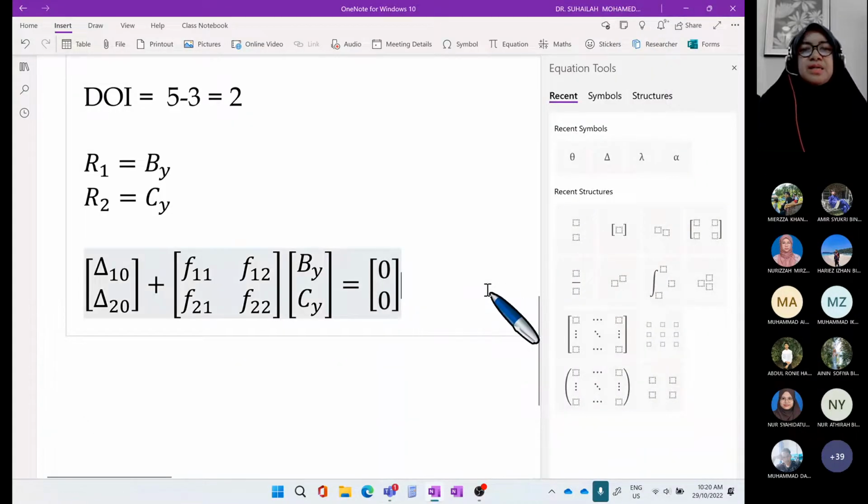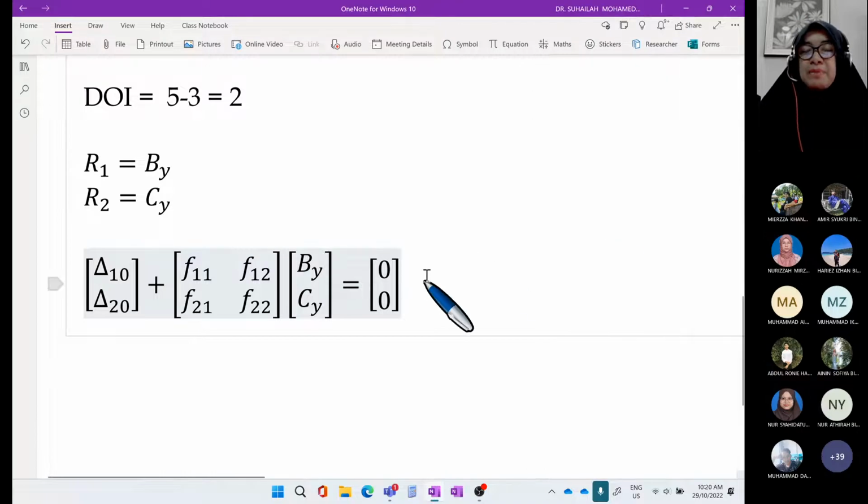Okay, so this is the compatibility equation. Inside this compatibility equation, we have the two redundants that we are going to analyze using this equation, and there are six displacements. Delta 1 naught and delta 2 naught are the displacements in the primary beam. F11, F12, F21, F22 are the four displacements in the two redundant beams. We combine them in one matrix. So in total there are six displacements coming from three systems.